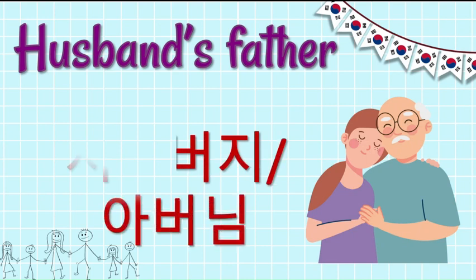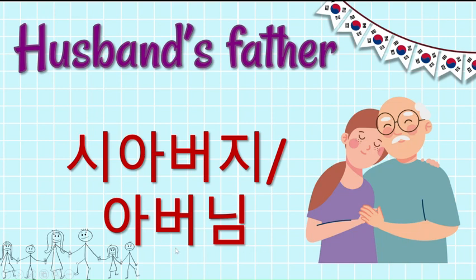father-in-law. So there are 2 words for husband's father in Korean. First is 시아버지, and the second word is 아버님. Now the difference lies in the level of formality. 시아버지 is a general term, or I should say a less formal term we use for husband's father, whereas 아버님 is a formal way to say husband's father or wife's father-in-law in Korean. Okay, so this is the difference between these 2 words.